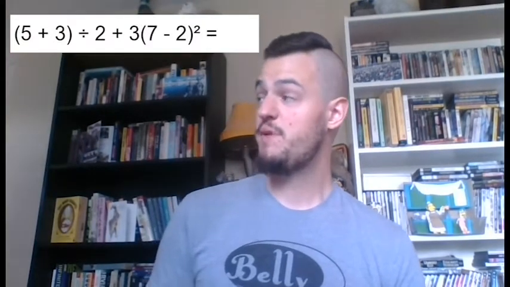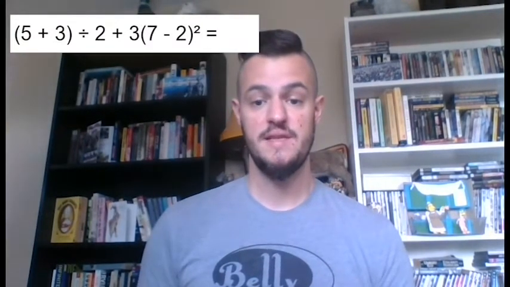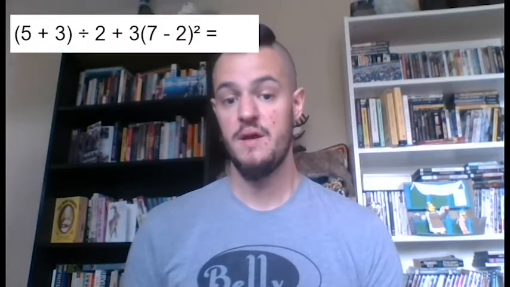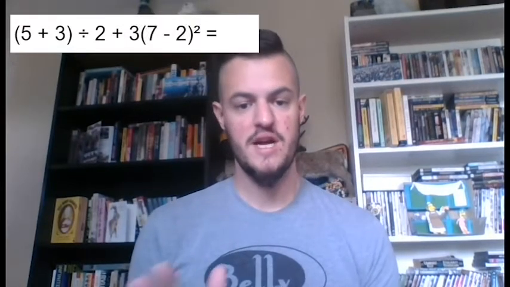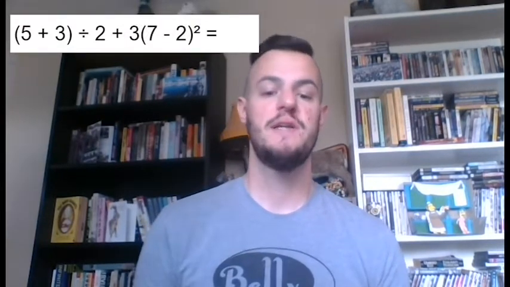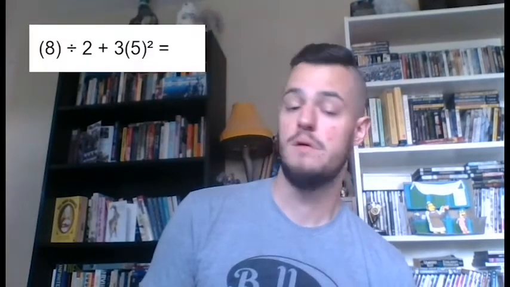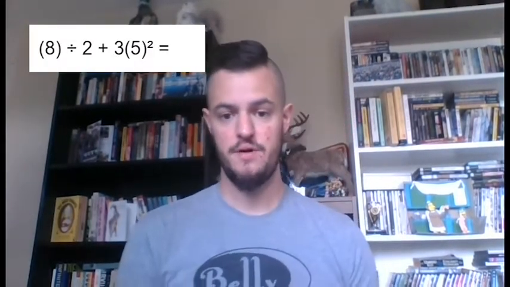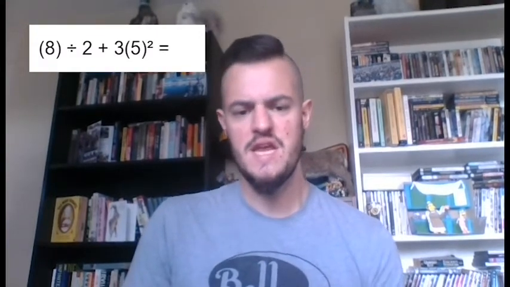We have 5 plus 3 in one set of brackets and 7 minus 2 in another. Let's solve both of those, leave the brackets there for clarity, and see what the problem looks like now. This is already looking much nicer. Still a few steps to go though. Next, we go on to E, which stands for exponents.